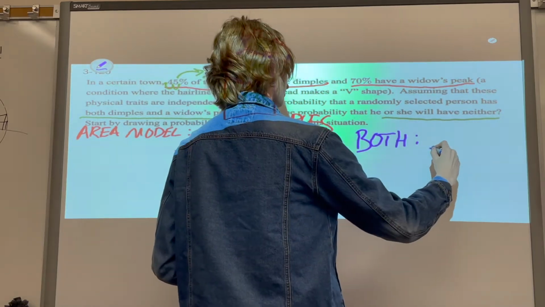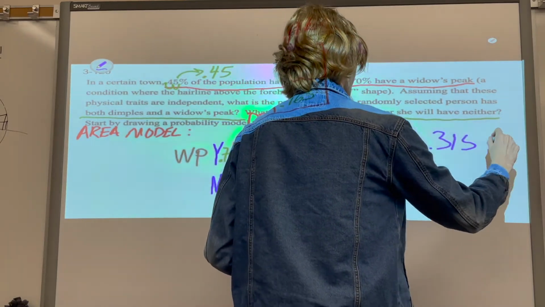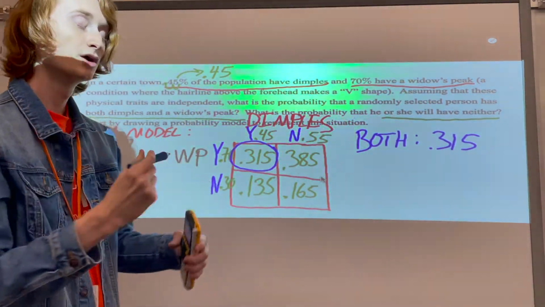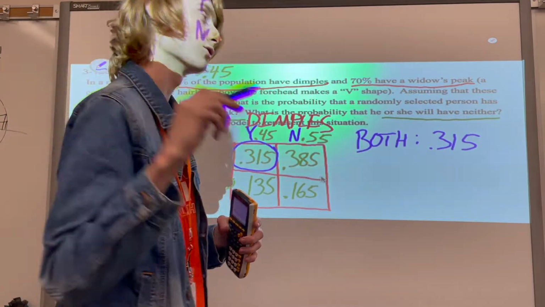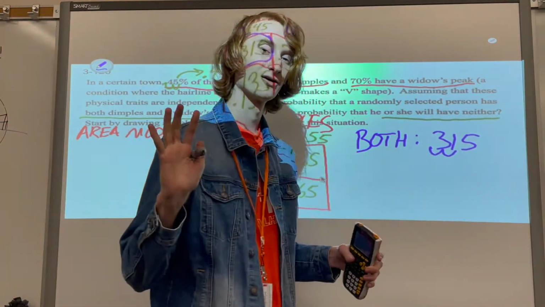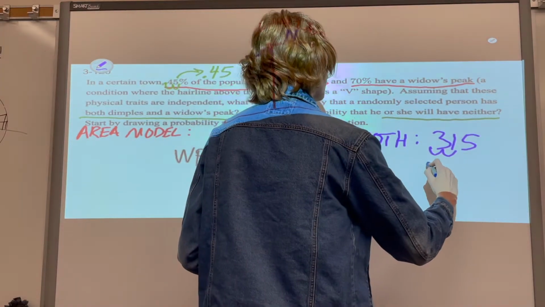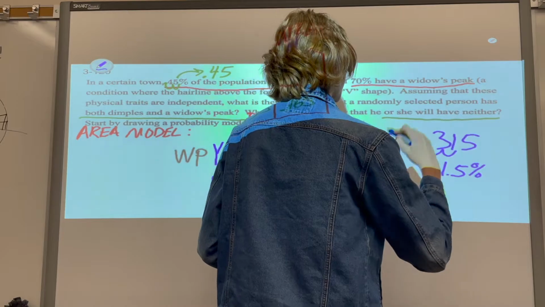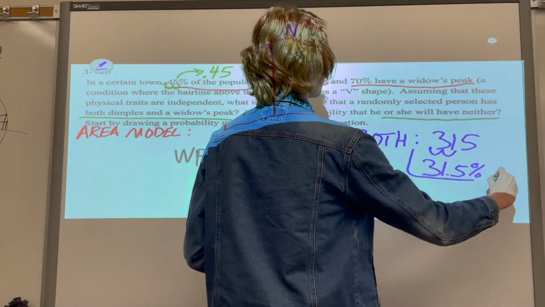So both is 0.315. But if we want to answer this as a percent, the way that they gave it to us, we have to move that decimal back over to the right 2 places, sorry. 2 places, not 3. Only move it 2 places. So that would be 31.5%. That's your answer for both.